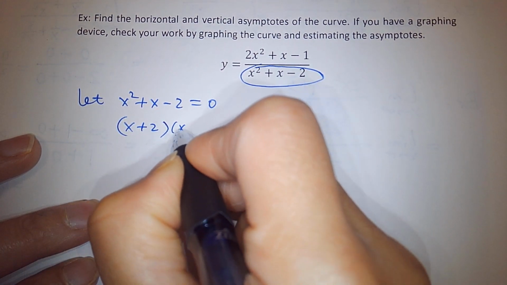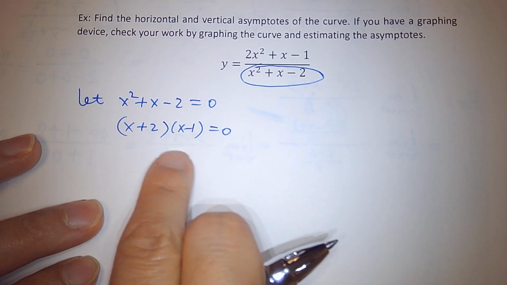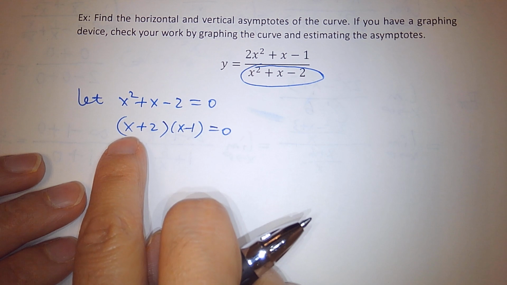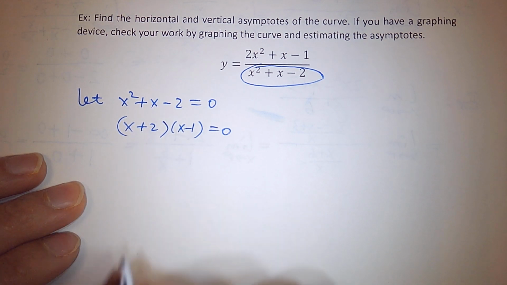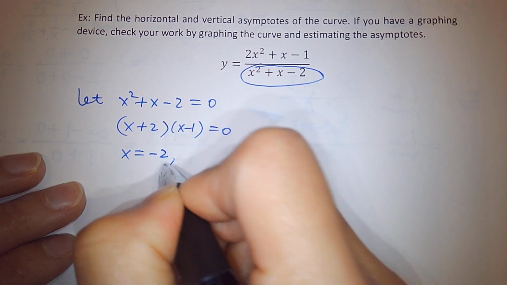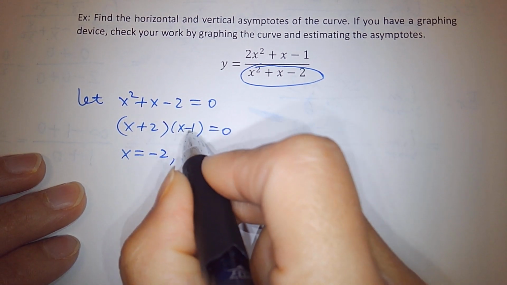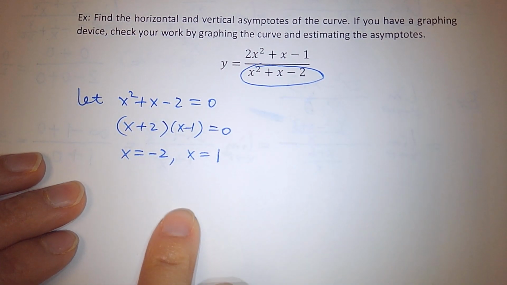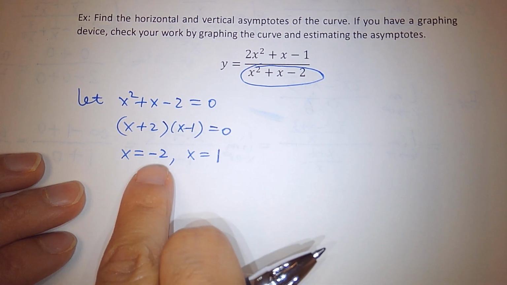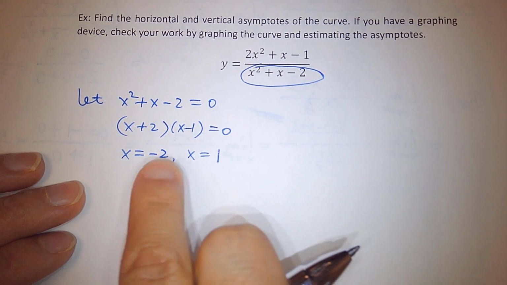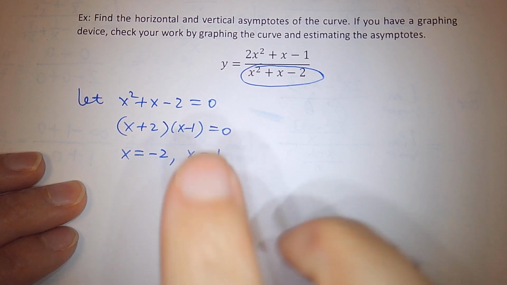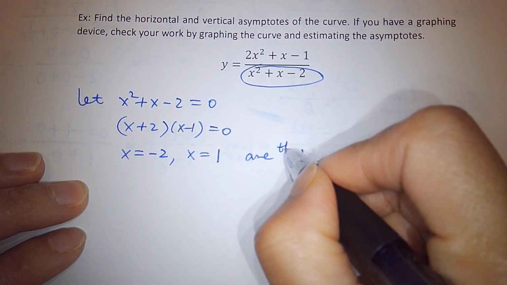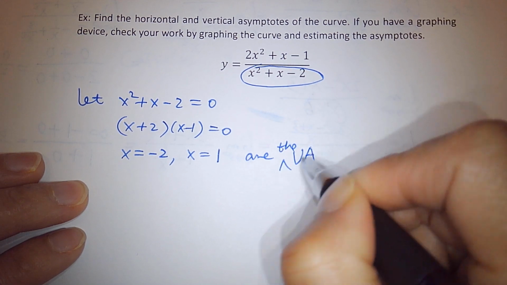Let's factor. Does everybody know how to factor? Plus 2, minus 1. So it will give us x plus 2 equals 0, and then we'll have x equals negative 2. x minus 1 equals 0 gives us x equals 1. So x equals negative 2 as a vertical line, and x equals 1 as a vertical line are our vertical asymptotes.